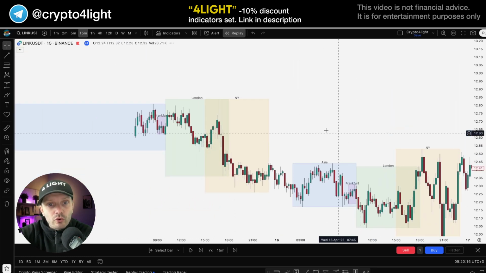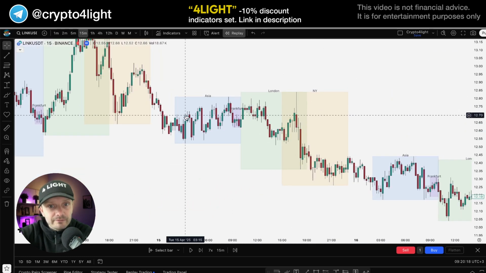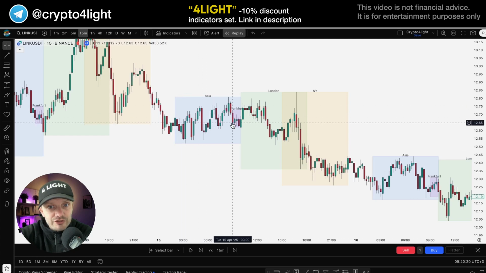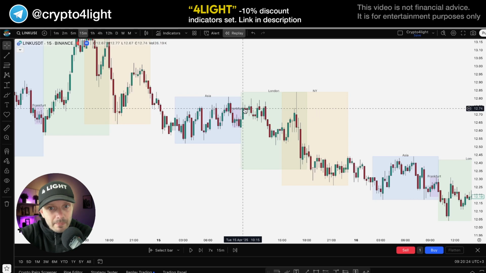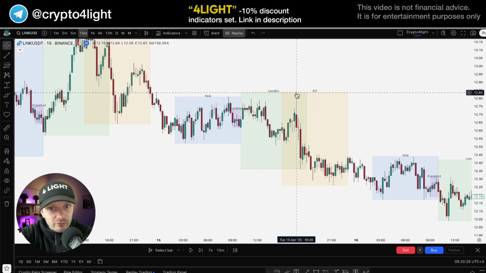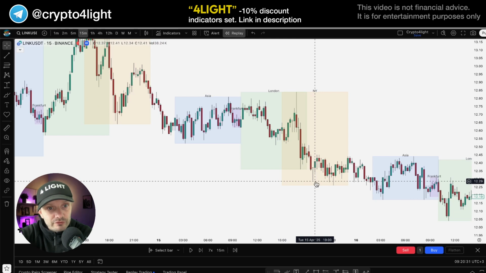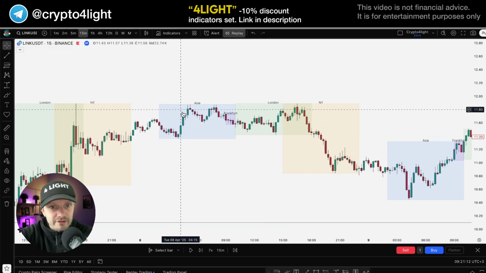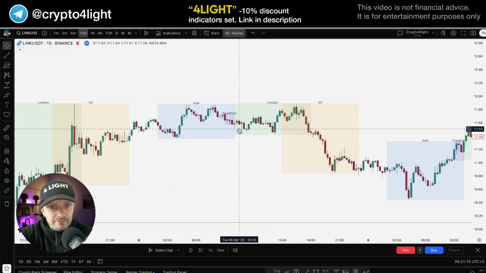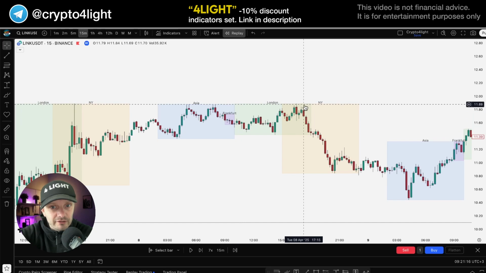It's not happening every single time. Here's an example: accumulation, it's everything intraday, 15-minute time frame. Accumulation, manipulation, because here we grab liquidity of Asia still in the London session. Distribution, same story. Here's an accumulation in Asia, manipulation in London, distribution.